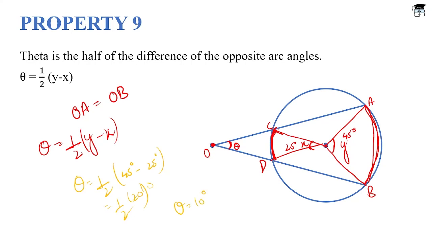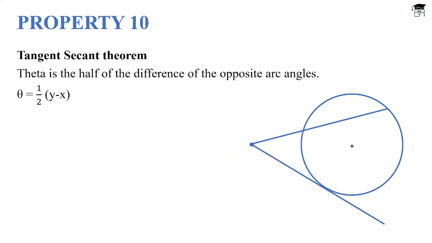All right, understood this concept? So this is the ninth property, that theta is half of the difference of the opposite arc angles. Now the 10th property is also known as the tangent secant theorem. Here also theta is half of the difference of opposite arc angles. Let's say point O is the point from where a secant, that is OA, and a tangent, that is OB, are passing.